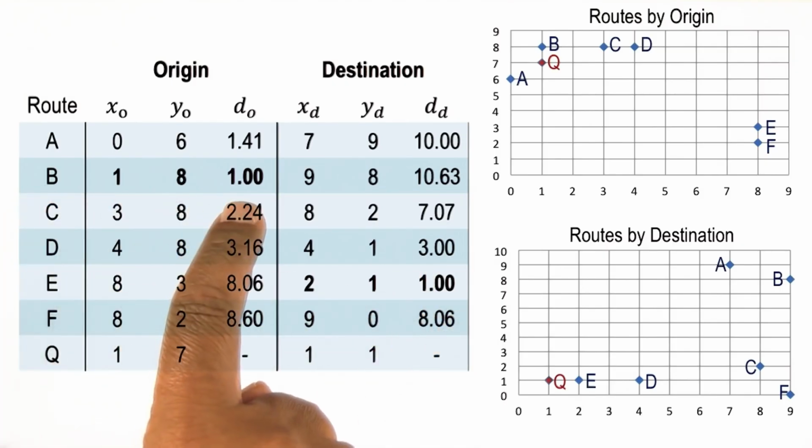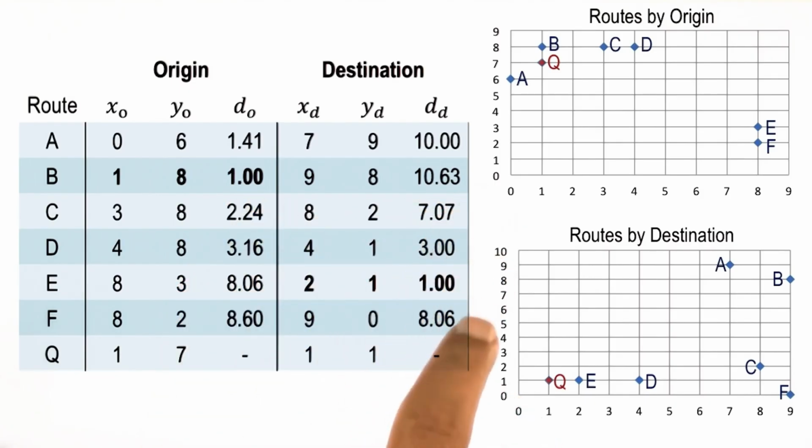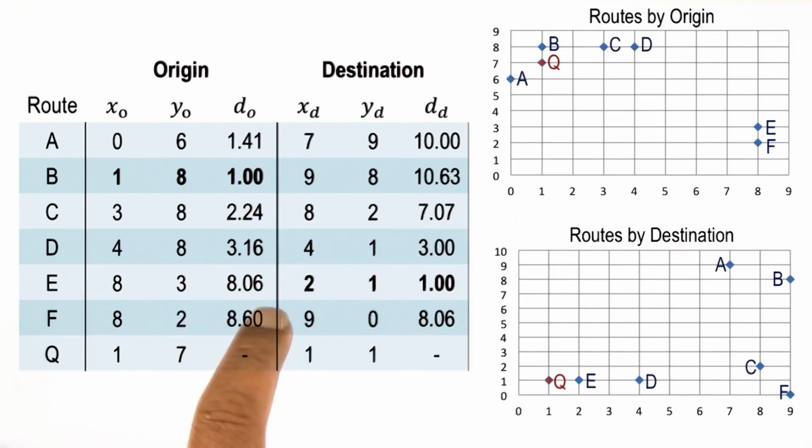However, the B case is not very good when we look at the destination, and the E case is not very good when we look at the origin. How then might an AI agent find out which is the best route of all of these choices? How might it decide that D is the best route?